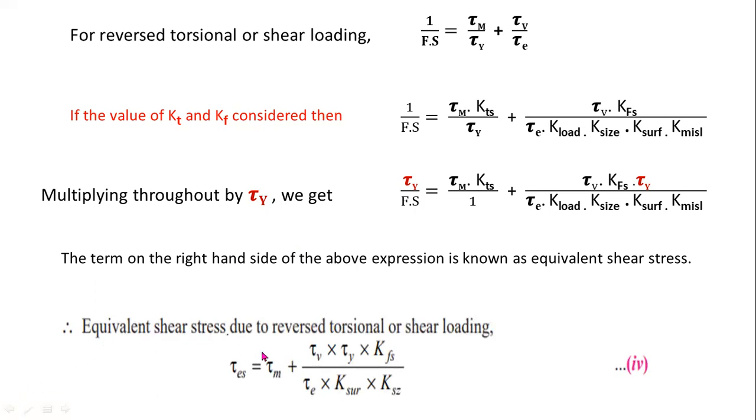For equivalent shear stress due to reverse torsion or shear loading, we are using this equation. Here tau es equal to tau y by Fs. Tau m, here I consider Kts as 1, and tau v, tau y, and Kfs divided by tau e, load factor, surface finish factor, size factor.